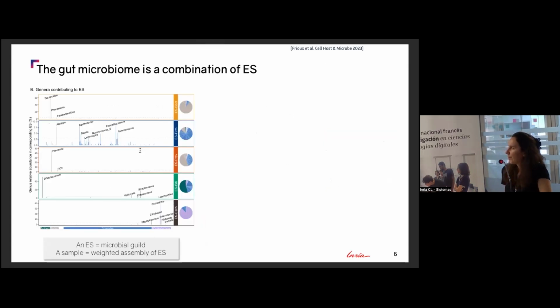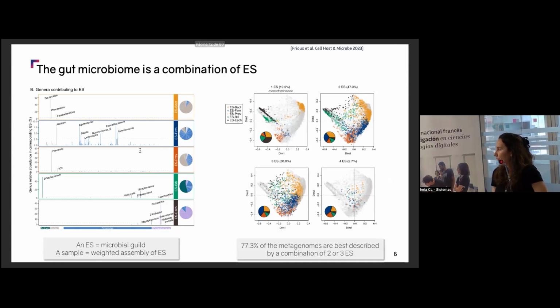So this is the composition of the 5 enterosignatures that we identified. So you have them on the left, dominated by a specific taxonomic group, and an enterosignature is then a microbial guild, an assembly of microbes that tend to co-occur in samples. And then a sample will be described as a weighted assembly of these 5 enterosignatures. But it is not necessarily all 5 enterosignatures, it could be 1, 2, or 3, or 4.